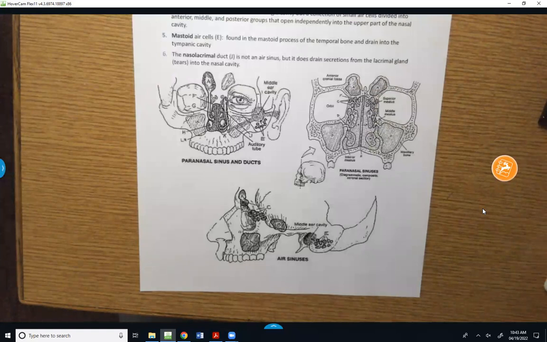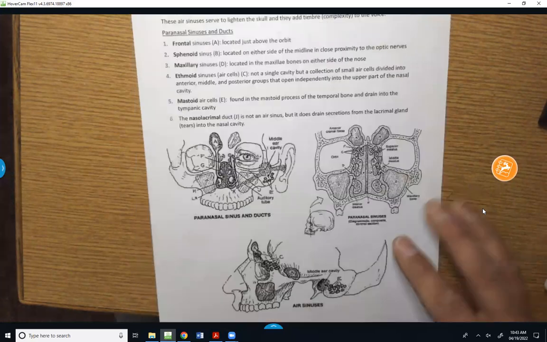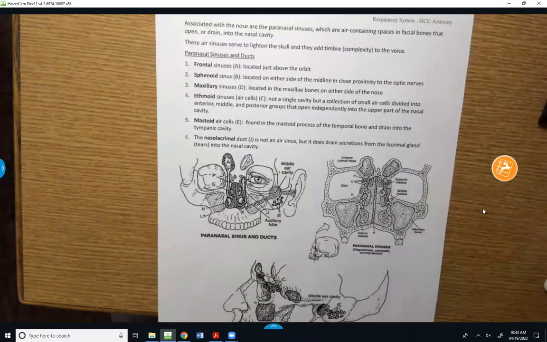The function of them is to lighten up the skull and add a little bit of timbre or complexity to the voice, which is why, if you're all blocked up, especially up into these sinuses, your voice might be a little deeper. All right, let's talk and highlight them.